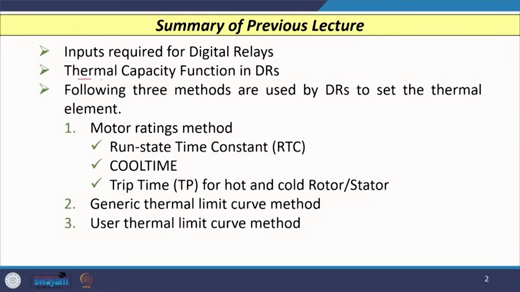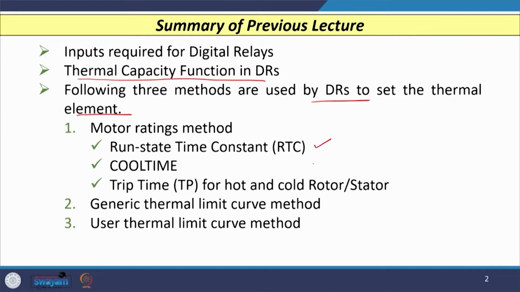Then we discussed the thermal capacity function available in digital relays, and we discussed that normally three methods are used by most digital relays to set the thermal element. The first is the motor rating method, the second is the generic thermal limit curve method, and the third is the user thermal limit curve method.